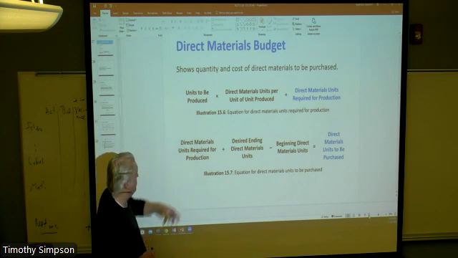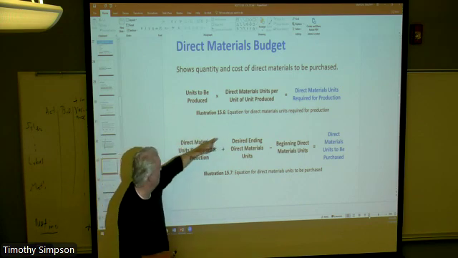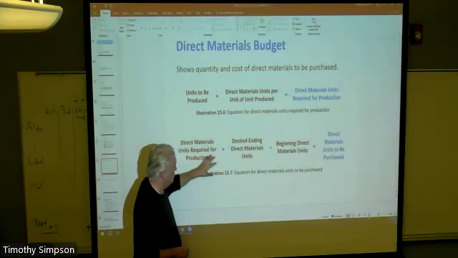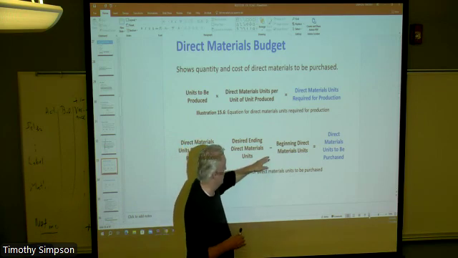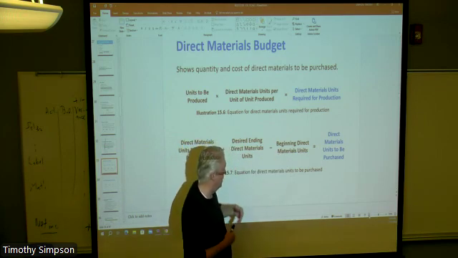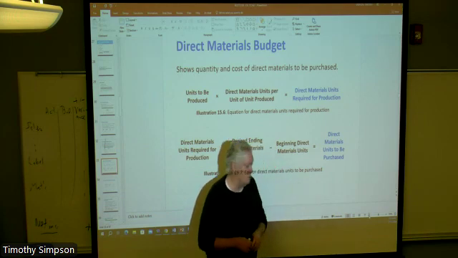Okay, and then we bring this down here. We sort of move this down. Required units of production plus again whatever the ending materials are, minus the beginning, because we didn't have to produce those; they were already on hand. Gives us the direct materials units to be purchased.